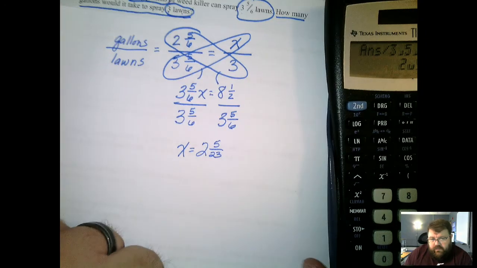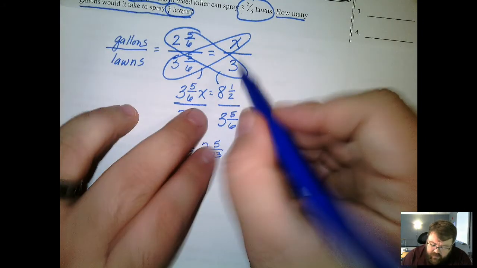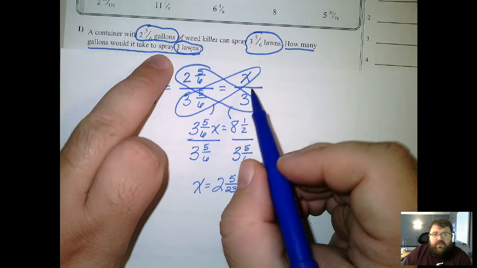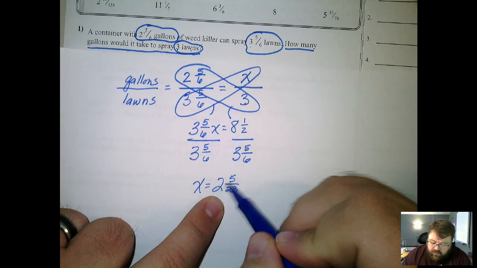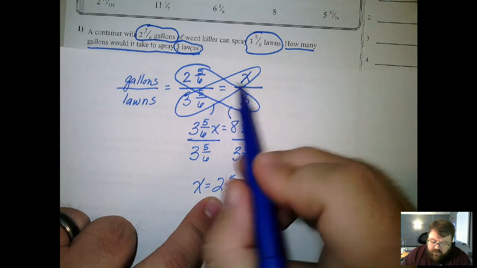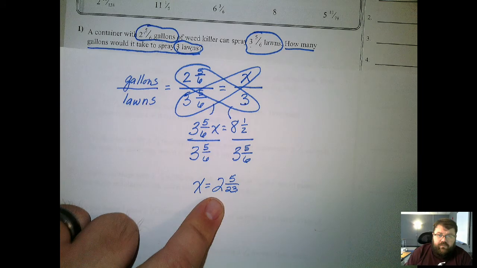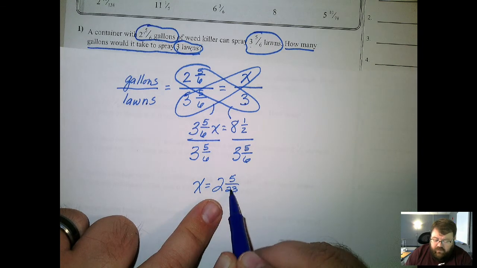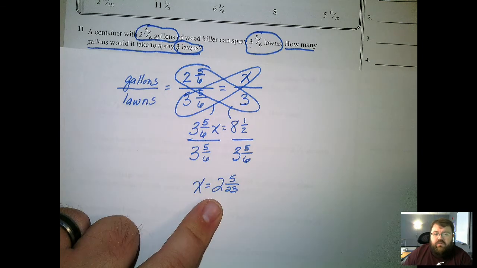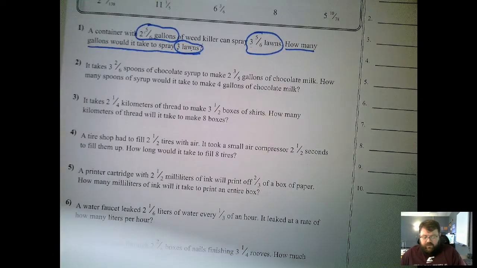What does that mean? That means to spray 3 lawns, you would need 2 and 5/23 gallons of weed killer. Okay? To spray 3 lawns, you would need 2 and 5/23 gallons of weed killer. Let's talk about number 2.